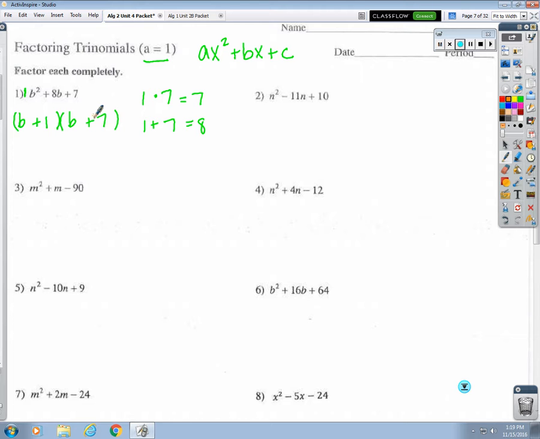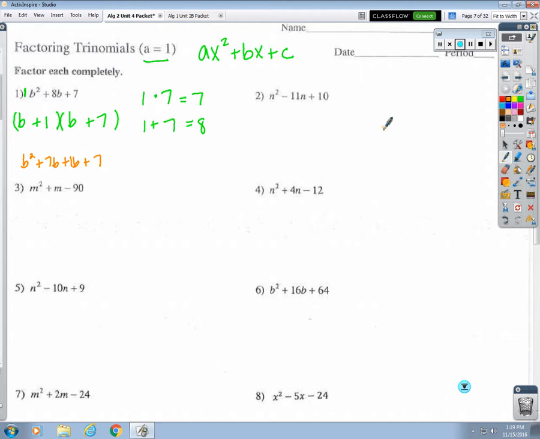If I quickly FOIL, b times b is b squared. b times 7 is 7b. 1 times b is 1b, and 1 times 7 is 7. And then don't these two middles combine to 8b, which brings you back to your question? That means we have the right factors, because when I FOILed them, it went right back to the answer.